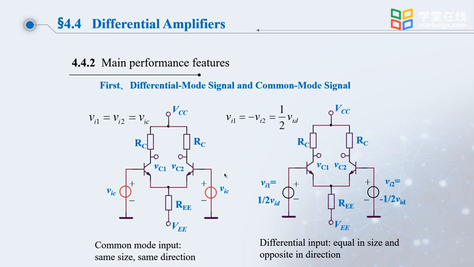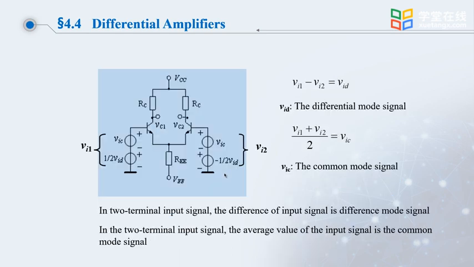Differential mode signal refers to a pair of signals of similar size in opposite directions. Remember, Vi1 is equal to negative Vi2. The differential mode signal is expressed as Vi1 minus Vi2 equals Vid. Common mode signal means a pair of signals with the same size and same direction. We express it as Vic equals Vi1 equals Vi2. In the future, we will use Vid to represent the differential mode signal and Vic to represent the common mode signal.